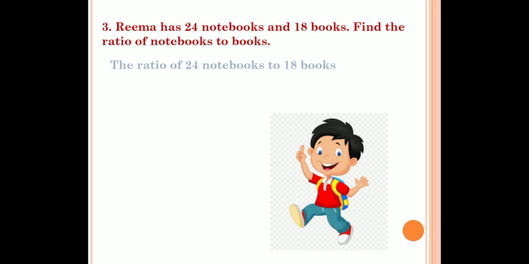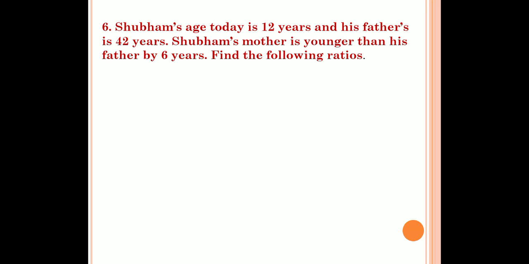So let us see how we solve it. The ratio of 24 notebooks to 18 books is equal to 24 is to 18. So 24 is to 18 means you have it as 24 upon 18. Now which table is common? 6 times table. So 6 into 4 gives us 24 and 6 into 3 gives us 18. So that will be equal to 4 upon 3, that is equal to 4 is to 3. So we have found out our ratio of notebooks to books, that is 4 is to 3. I hope the sum is clear.